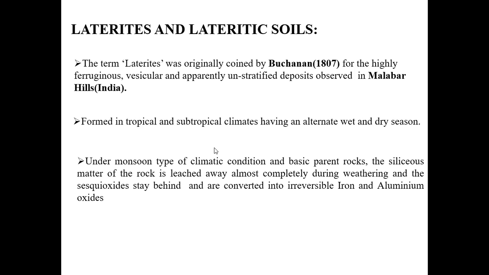And another one is called laterite and lateritic soils. This term laterite was coined by Buchanan in 1807 for highly ferruginous vesicular material found under unstratified deposits, mostly observed in the Malabar hills of India. And these laterites are mostly not useful for agricultural purposes. These are mostly formed in alternate wet and dry conditions. So under monsoon climatic conditions, basic parent rock and siliceous material lead to almost completely weathered soil.